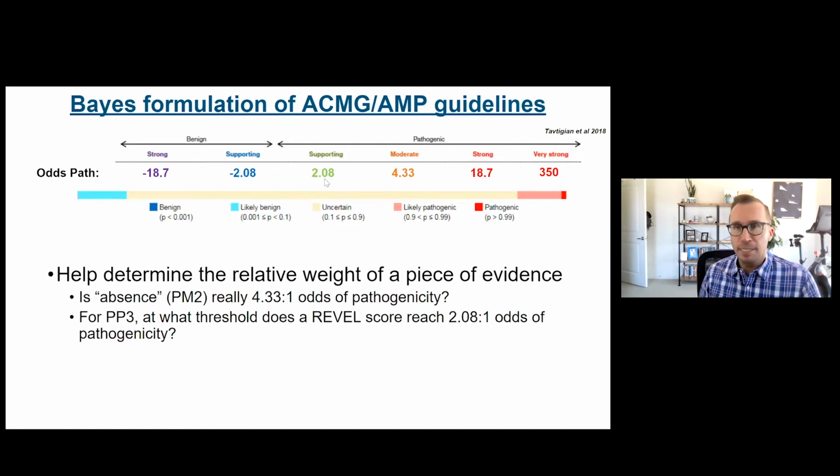For example, is absence, PM2, really at a 4.3 odds of pathogenicity? This also would help as you want to refine, for example, an in silico tool. That if you look at it, it should get to a 2-to-1 odds of pathogenicity. This Bayesian approach helps you determine which bucket to fall in. But the difficulty then lies in, now when you have all these different pieces of evidence, how do you combine them all in an easier manner as opposed to a Bayesian approach.